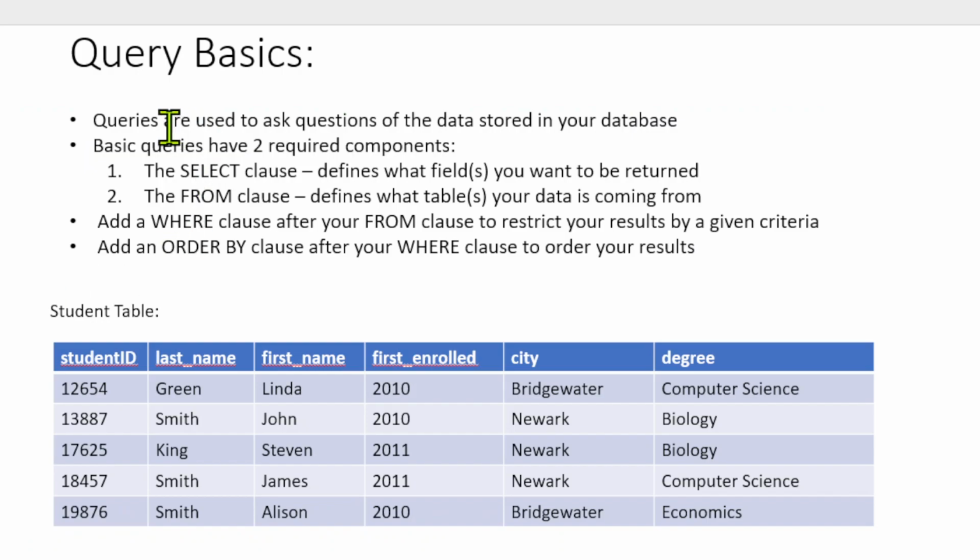All right, so let's review. We've got the select clause, that's the field you want, the from clause, the table you want, and the where clause, after the from, which you can use to restrict your results, filter basically. And there's an order by clause with which you can order your results.